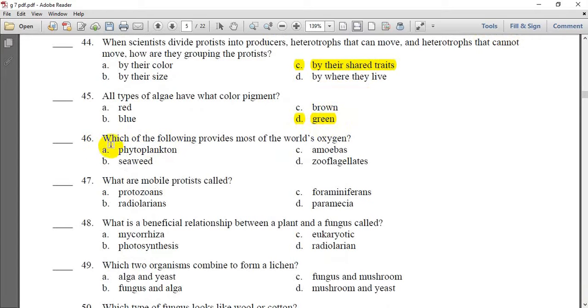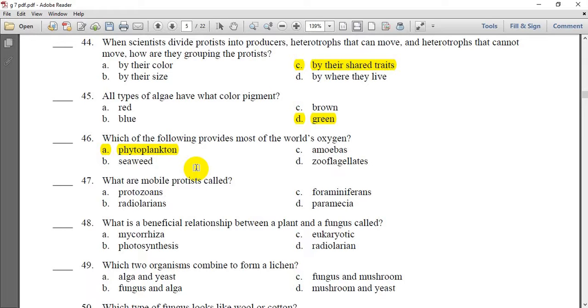Question 46. Which of the following provides most of the world's oxygen? Most of the world's oxygen comes from protists that live in the ocean, like phytoplankton. Phytoplankton is a kind of protist. They are single-celled and they live on the top layer of the ocean, and they do photosynthesis exactly like plants. They take carbon dioxide and release oxygen, and they make more oxygen than trees on Earth.